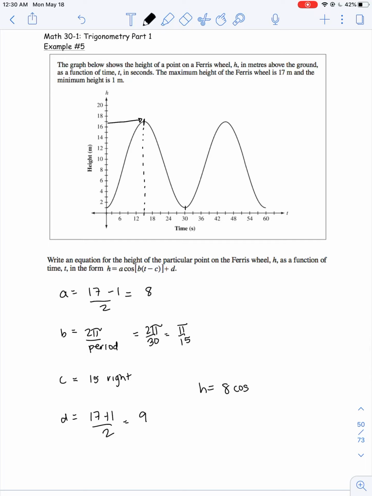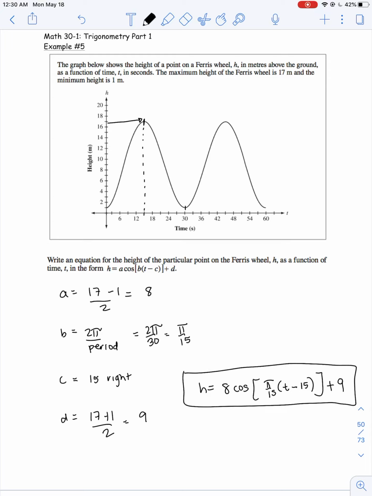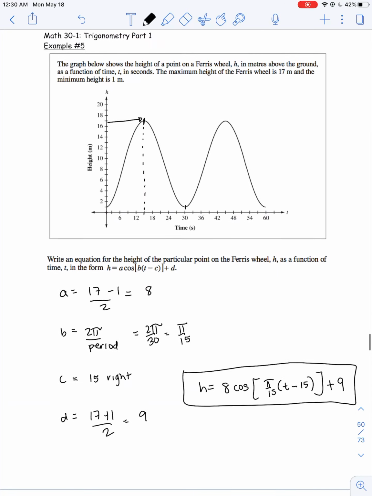So I'll write it as cos, so H is equal to 8 cos, square brackets, our B value, pi over 15, rounded brackets, T minus our phase shift 15, close our square bracket, and then our vertical displacement is plus 9. So that's the equation they want. And you can always check this by graphing in radian mode and seeing if it matches the picture that they have given for example number 5.